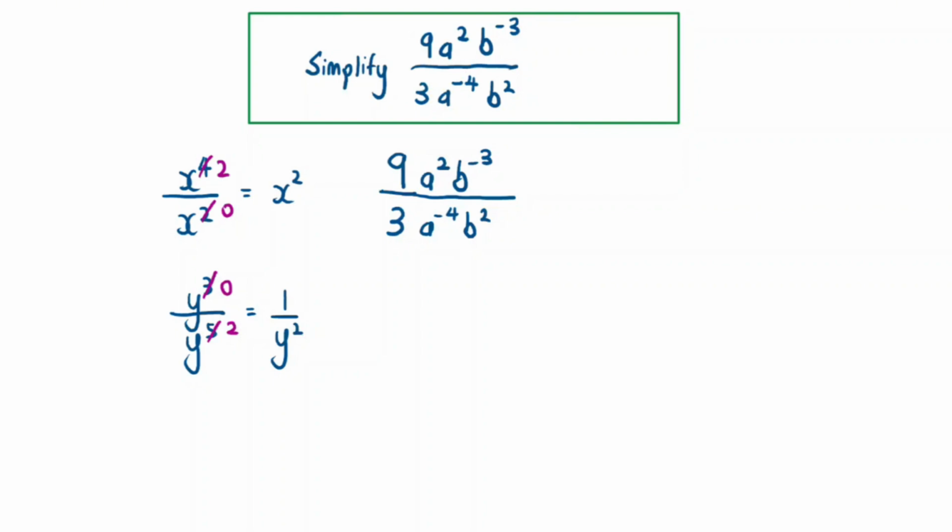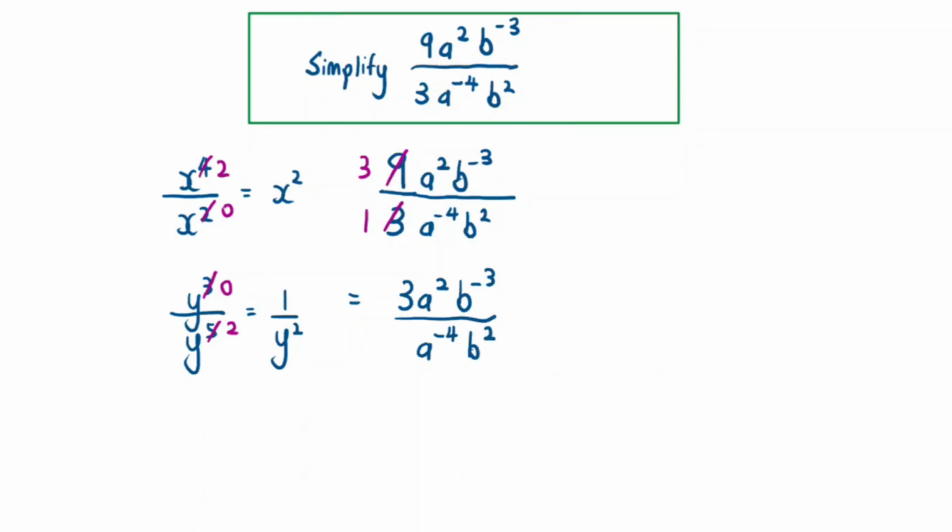However, if we were to use this method for expressions that contain negative indices, it's going to be a little bit more complicated, so I don't recommend doing this. What we should do instead is something like this. First let me simplify the 9 and the 3. There's a common factor of 3, so we can cancel off. We're left with 1 in the denominator and 3 in the numerator. Now we are left with 3a squared times b to the power minus 3 divided by a to the power minus 4 times b squared.